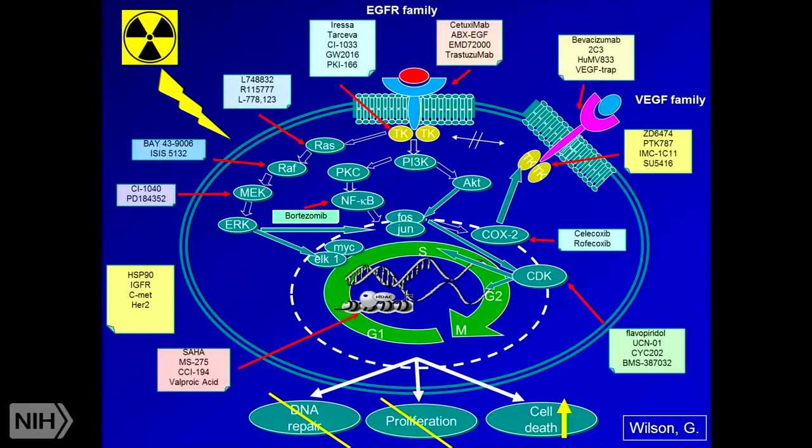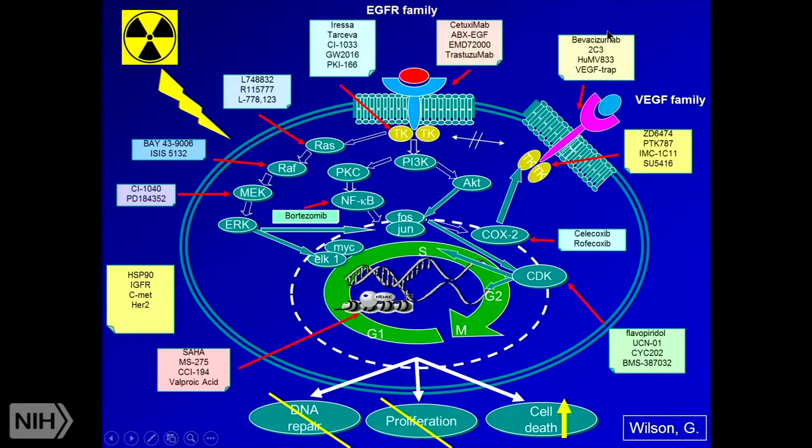Again, here's just one example of the EGFR family. What this depicts is some of the different drugs that are out there now. Many of these are on the market, which target various aspects of the EGFR family. For example, trastuzumab and pertuzumab are used to target breast cancers that are HER2/neu positive.